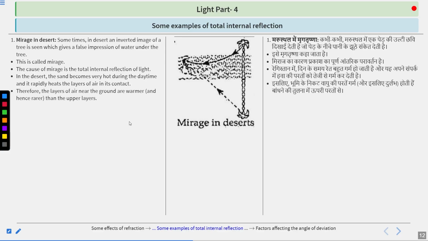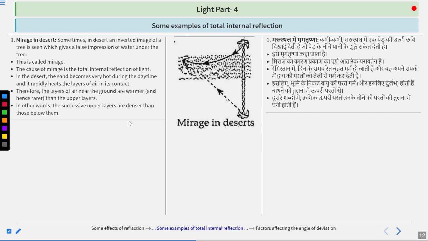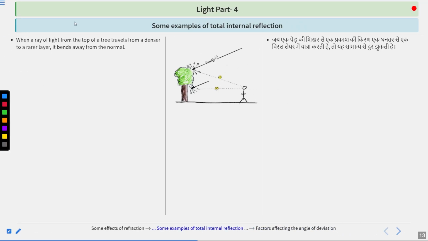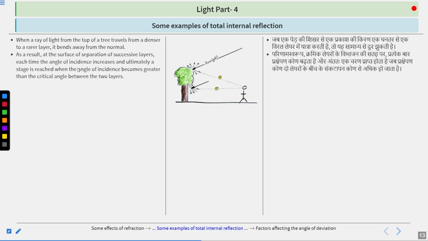Therefore, the layers of air near the ground become warmer and hence rarer than the upper layers. In other words, the successive upper layers are denser than those below them. So, when a ray of light from the top of a tree travels from a denser to a rare layer, it bends away from the normal. As a result, at the surface of separation of successive layers, each time the angle of incidence increases and ultimately a stage is reached when the angle of incidence becomes greater than the critical angle between the two layers.